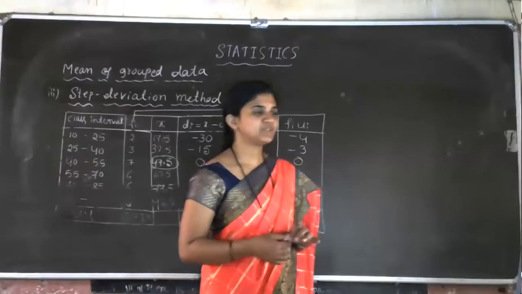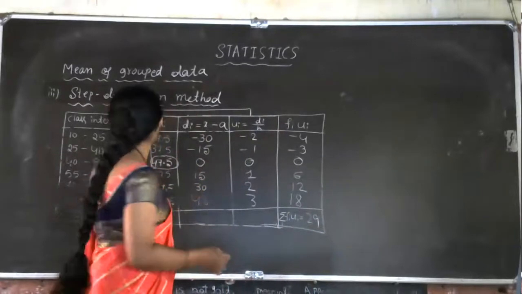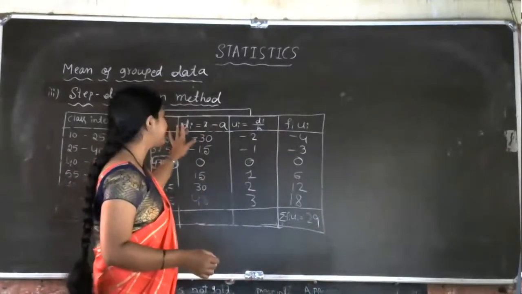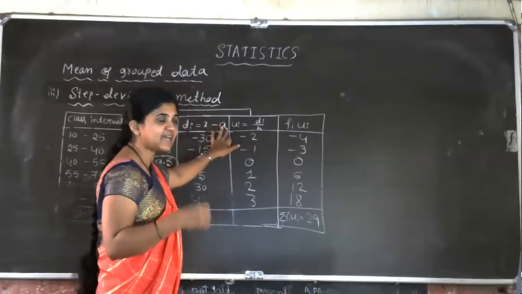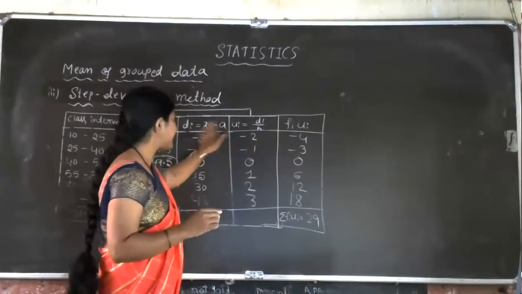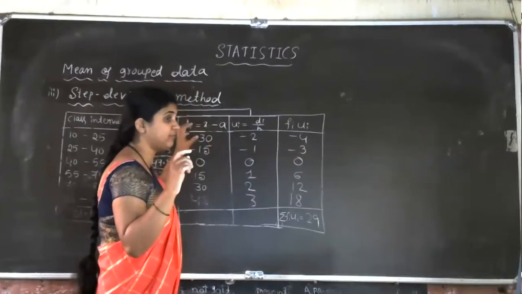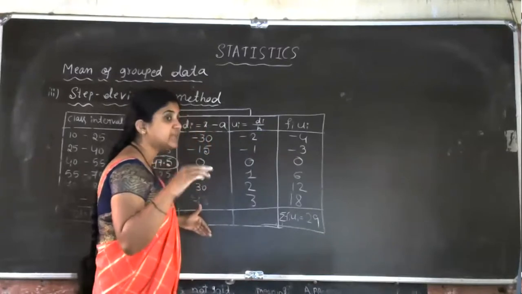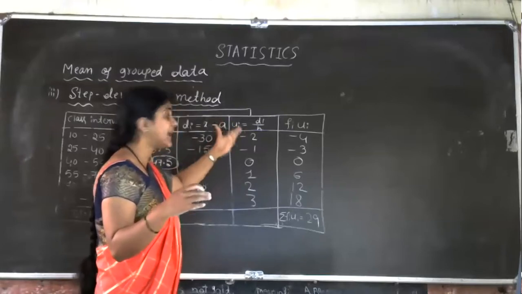Yes, students, got the idea how to prepare this table? Okay. Class interval, fi, xi, di is nothing but xi minus a. A is the assumed mean. So we are subtracting one assumed mean value from each observation. Then here ui is nothing but di divided by h.